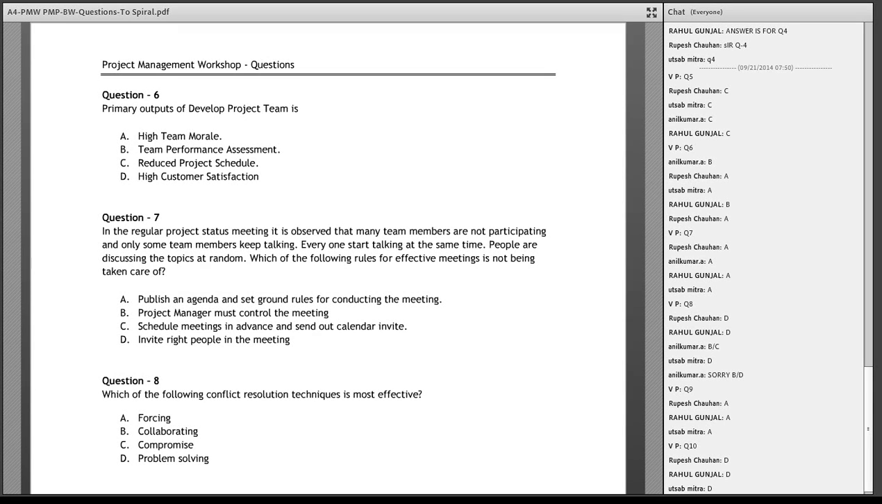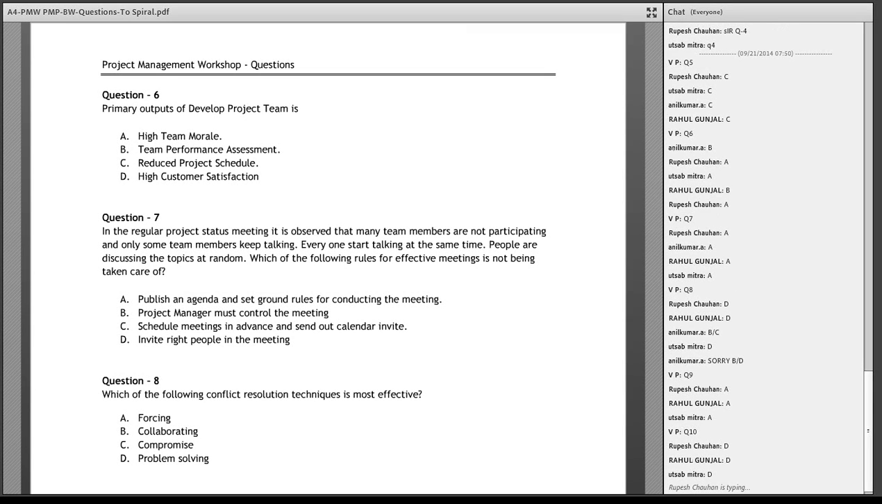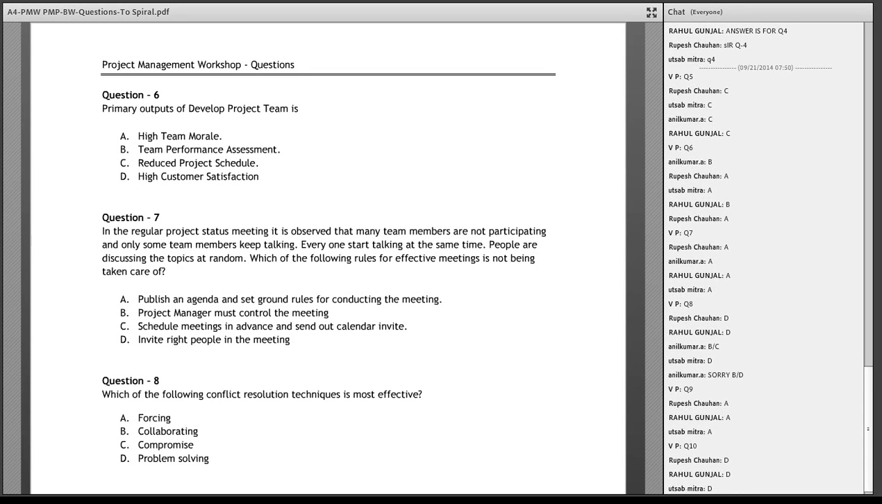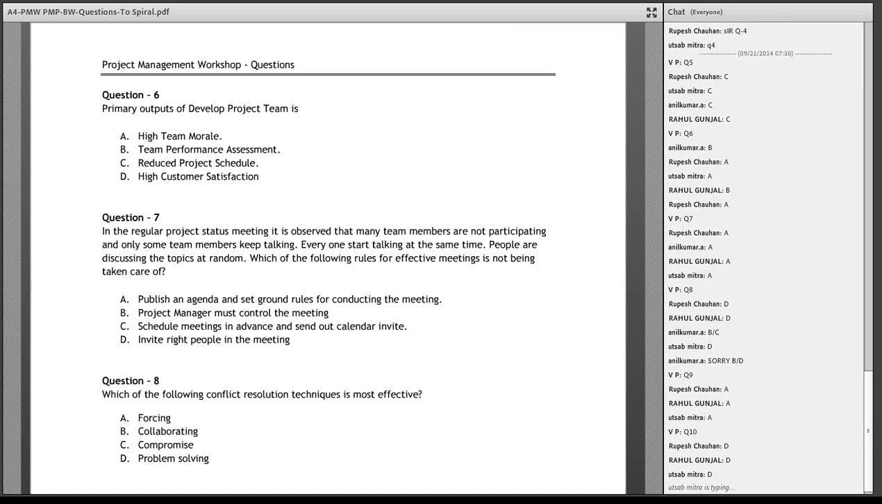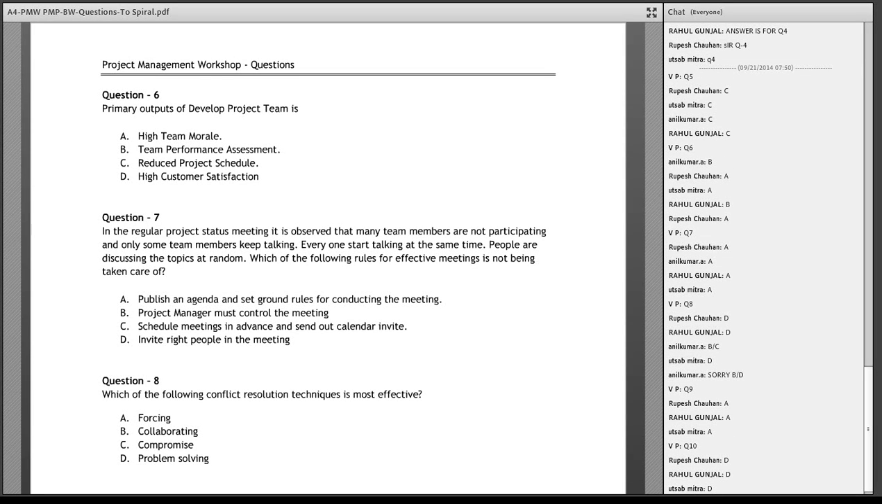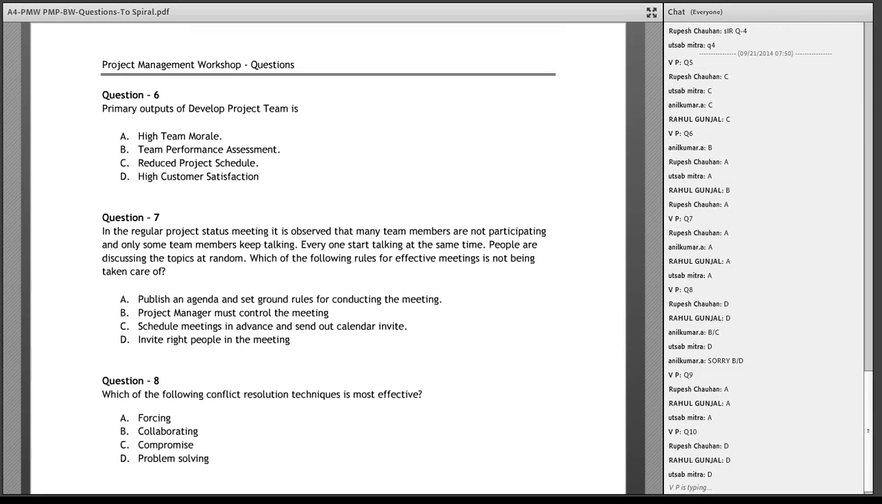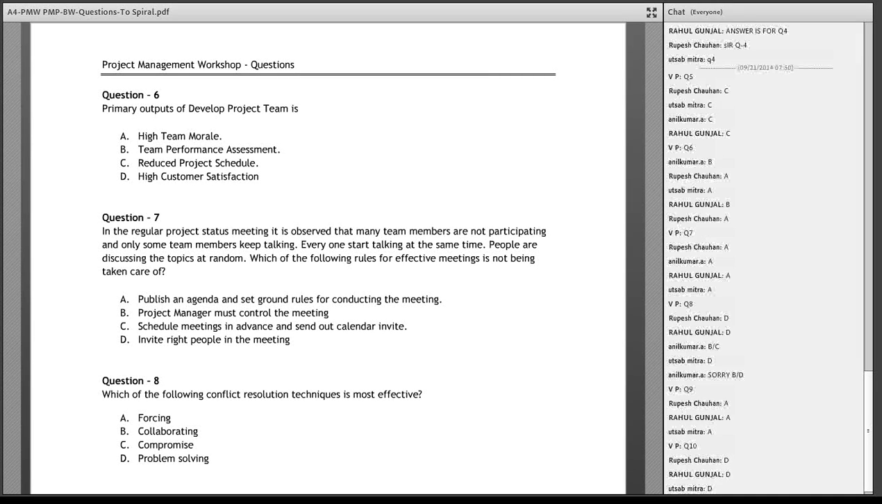Good. If you have a conflict with someone, it is always right to talk to the person upfront. Then only you can focus on problem solving. Then only you can talk about how you can remove the conflict instead of getting into forcing or compromising or withdrawing. So confronting, collaborating, problem solving is all about talking to the person we have a conflict with.